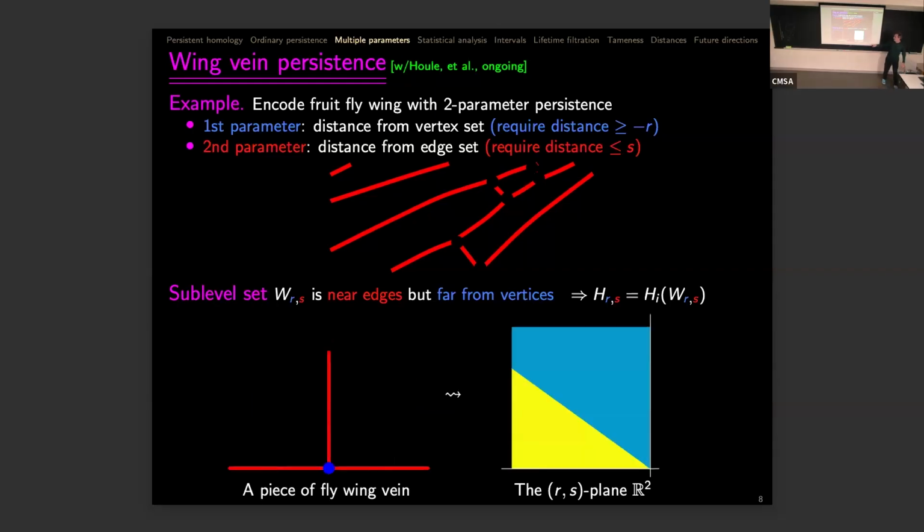So this is a toy model of what's going on in this picture of a fly wing. Here, what I've got is just 3 veins, if you like, and 1 intersection point. Now let's think about what happens when I vary the radius and the semi-thickness. Here's the RS plane. Let's just think about this for a minute. Well, let's do this example.